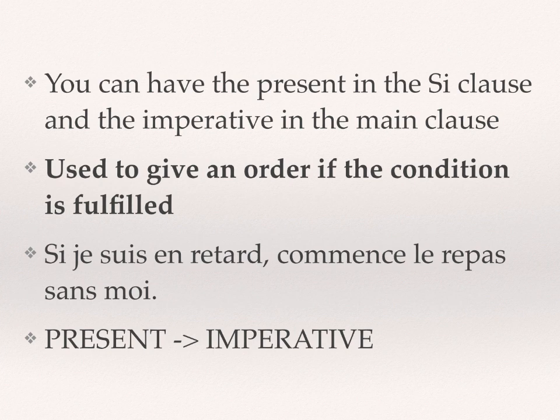Another option that we have with the present is that the si clause is in the present and the main clause is in the imperative form. So here what we're saying is that if A, then you have to do B. That's like giving an order to someone. So an example, si je suis en retard, commence le repas sans moi. If I'm late, start eating without me. You can see that the first part is in the present, clearly, and commence, the verb that is in the main clause, does not have a subject, and secondly, despite the fact that I'm talking to tu, I've removed the S, so clearly this is the imperative, so present and imperative.